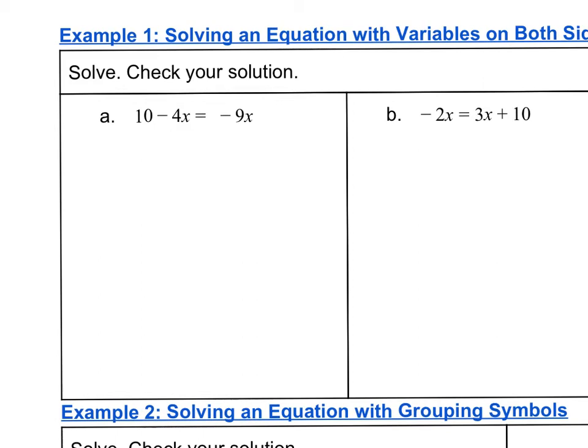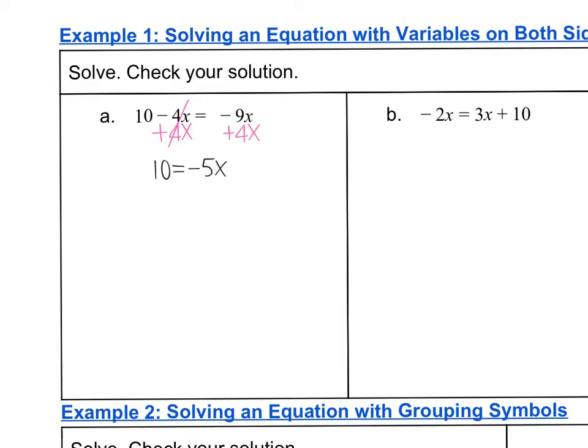Instead, I have to actually move one of the variables to get it to the other side. I can move whichever one. Because the 10 is over here, I'm going to move this negative 4x to this side. To move it, I'm basically going to undo it in the way we would when we're solving. Undoing means using inverse operations. So if I'm going to undo negative 4x, I'm going to add 4x to both sides. So now I have 10 by itself equals negative 5x.